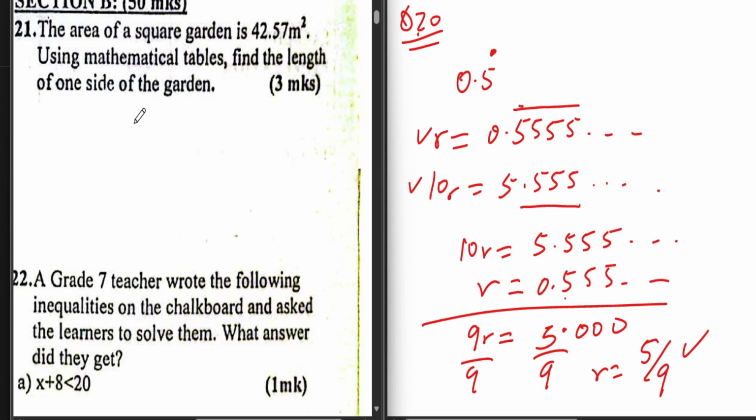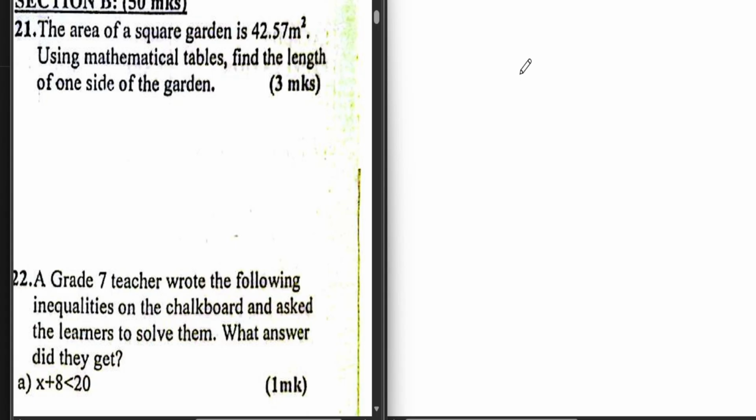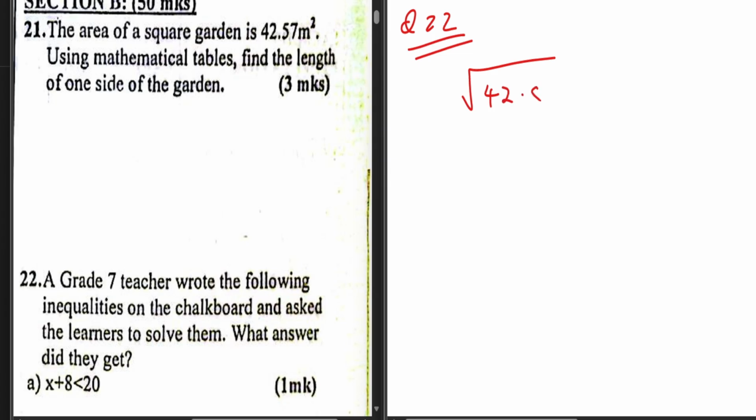Okay, section B. We're done with section A. Now section B. Okay, question 21. The area of a square garden is 42.5 meters square. Use mathematical tables. Find the length of one side of the garden. Again, mathematical tables. I think I need to remove one. Let me search for it. Okay, got it. So square root of 42.57. Why am I searching for the square root?